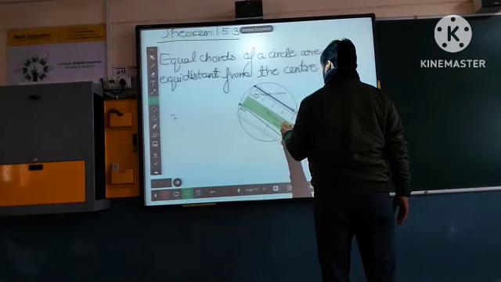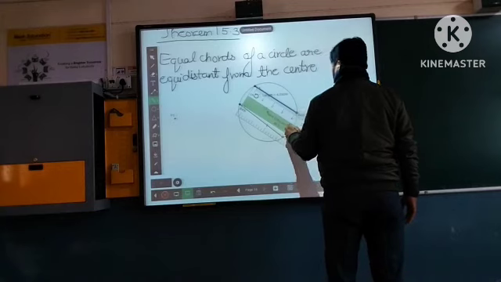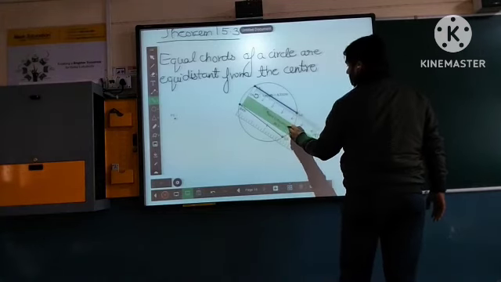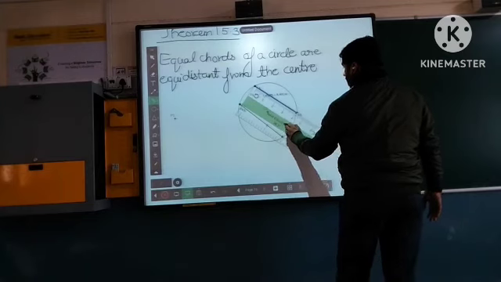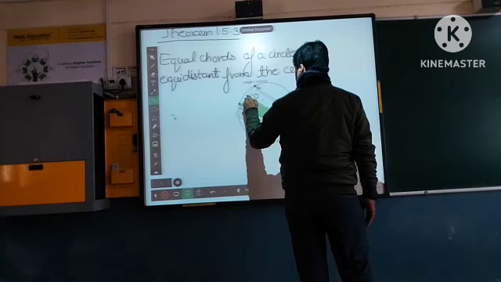Though I have drawn the second one, again it is looking very close to the center, both the chords, and they look almost parallel. In the actual figure that you draw in the book, they are not actually parallel.